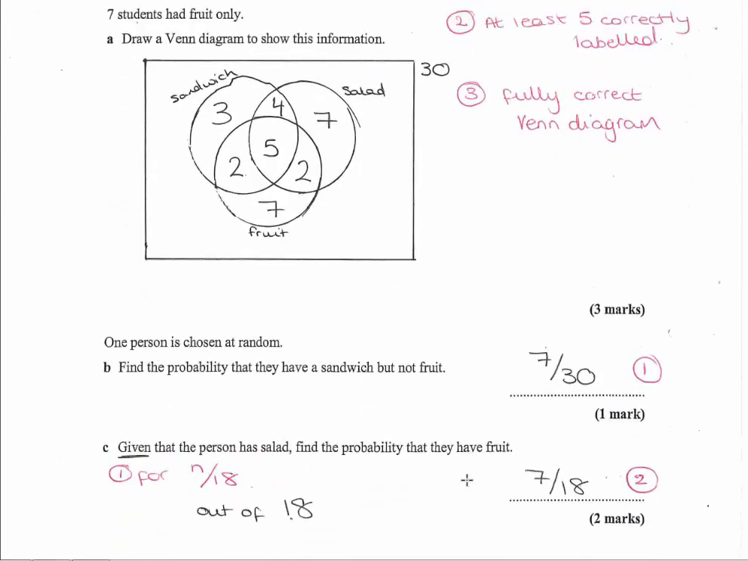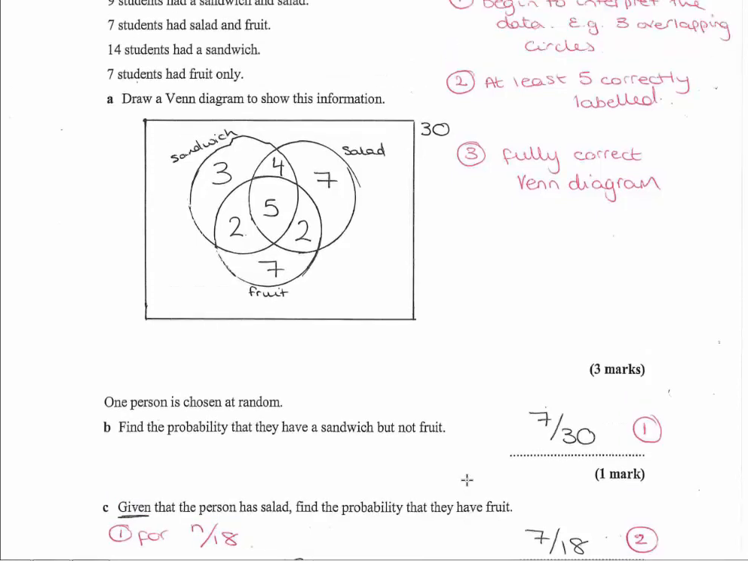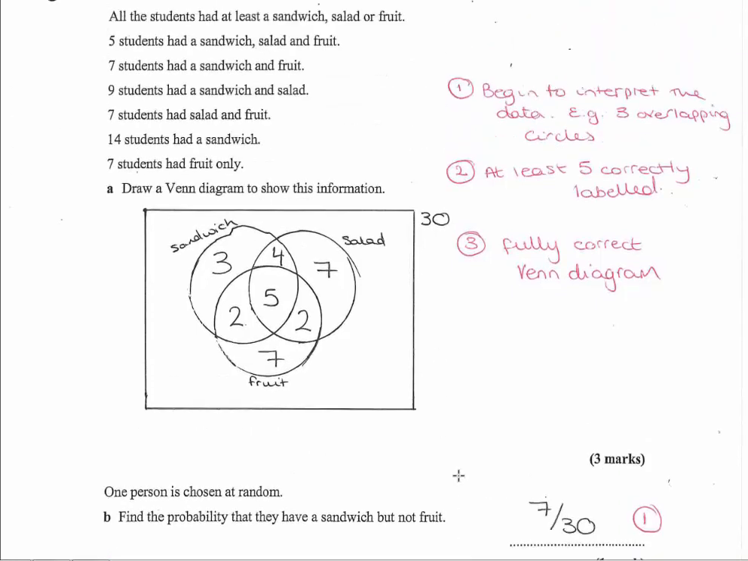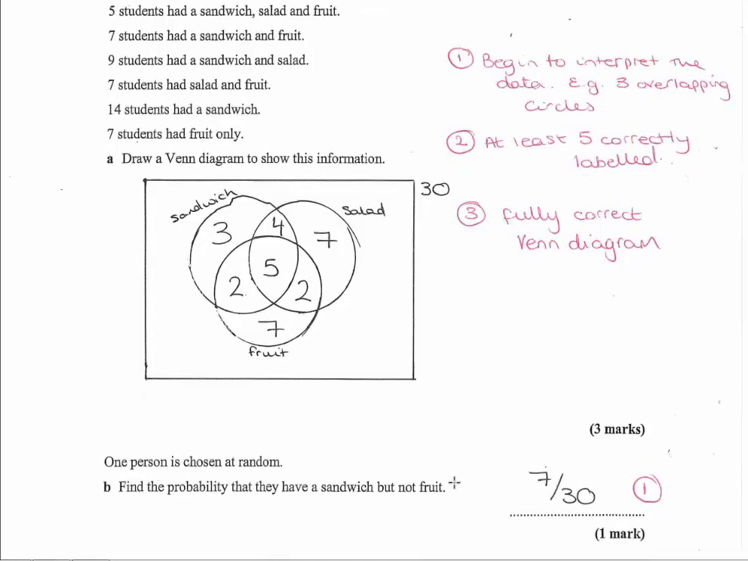One person is chosen at random. Find the probability they have sandwich but not fruit. Well, there were 30 people here. Who had sandwich but not fruit? They need to be inside the sandwich circle, but not inside the fruit circle. So there are 3 here and 4 here, making a total of 7. So there were 7 people out of the 30 that had sandwich but not fruit.